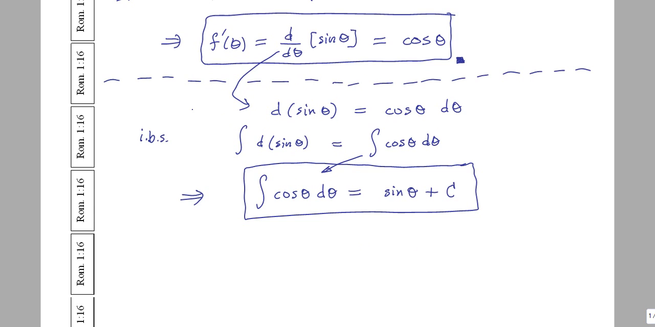The next video is going to be analogous to this one, and instead of doing the derivative of sine and the integral of cos, we'll reverse those roles. We'll do the derivative of cos and the integral of sine.